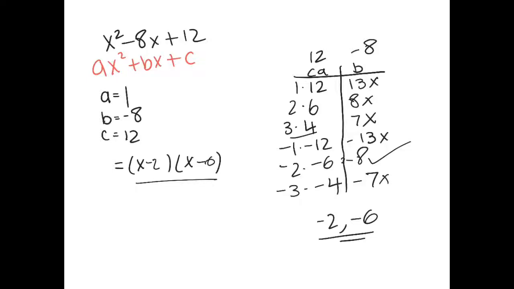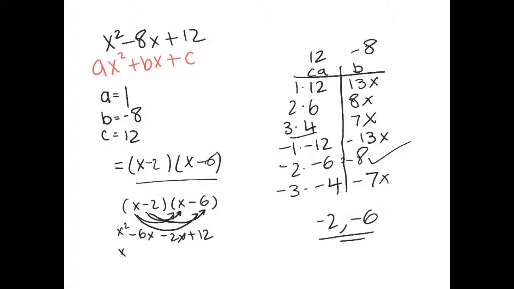Now let's go ahead and check our answer. So x minus 2 times x minus 6. We've got to expand this, x squared, and then times that, so minus 6x. -2 times x, minus 2x, and -2 times -6 plus 12. X squared, -6x minus 2x, -8x, and plus 12. That's our original equation, so we know that our final solution was correct.